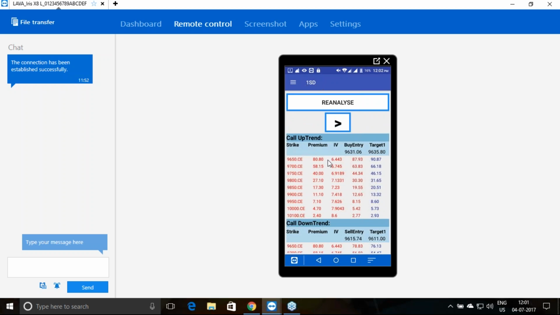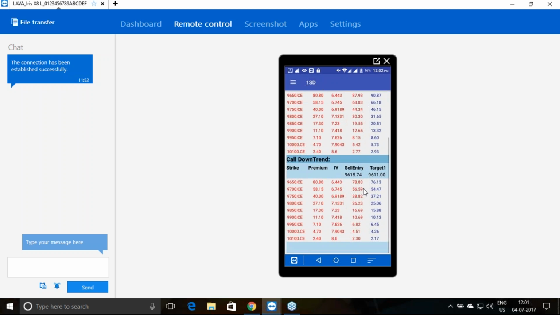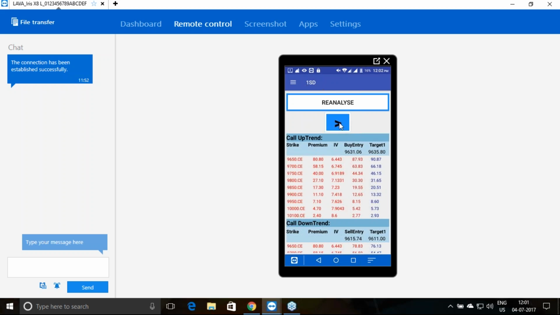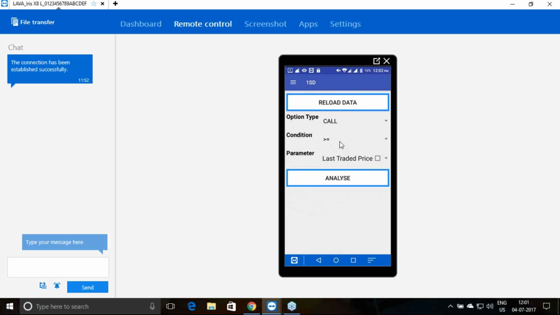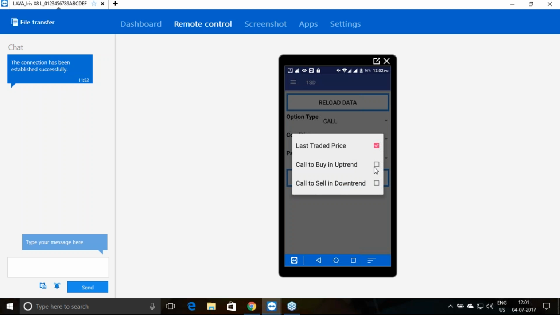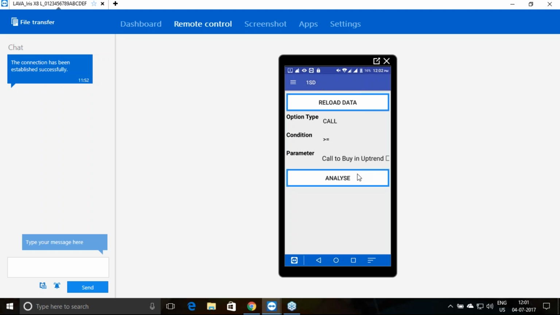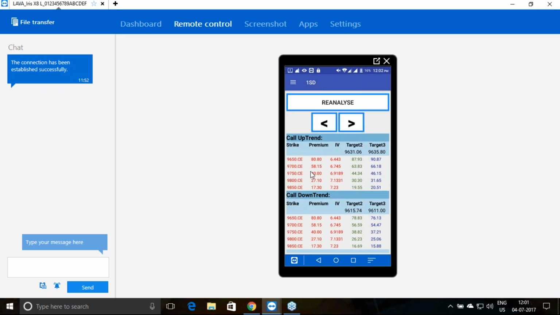Suppose you are buying at 88 buy entry level, currently at 81, then you must put a stop loss at 78. So more refining we can do in here. So I'll go for the analyze. So this is the call option greater than equal to I have selected. Calls to buy in the uptrend. So these are the strikes I can buy in the uptrend. These are the call strikes I can buy in the uptrend.